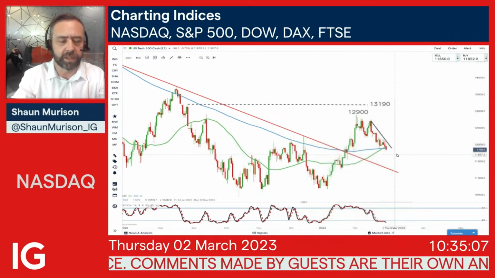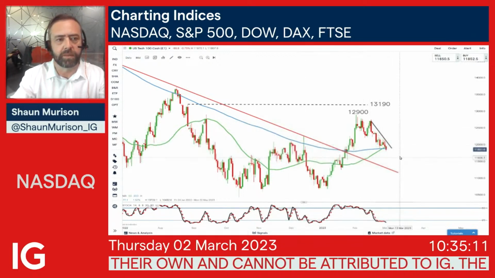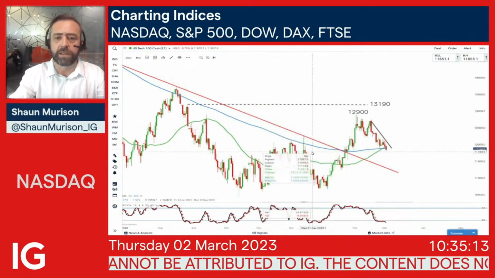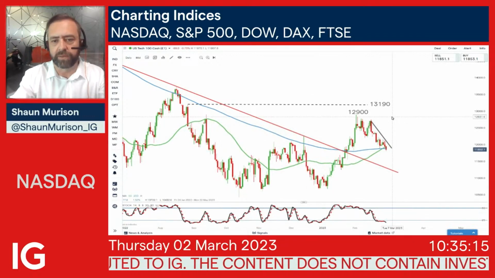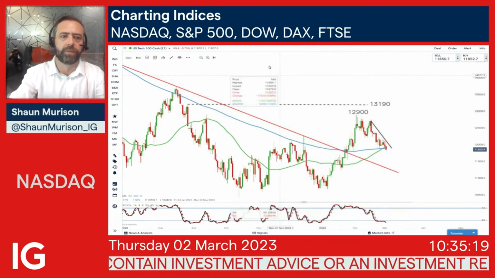But the moving averages are suggesting that that trend bias has changed, and we do have the price trading above that longer term trend line as well. And this is the first pullback from the rally we have seen at the beginning of the year. So an interesting one to watch.